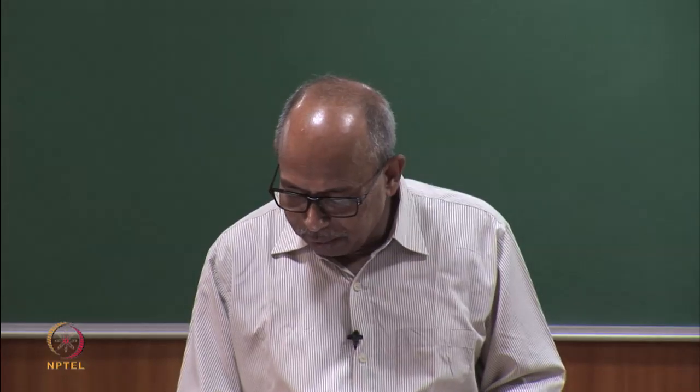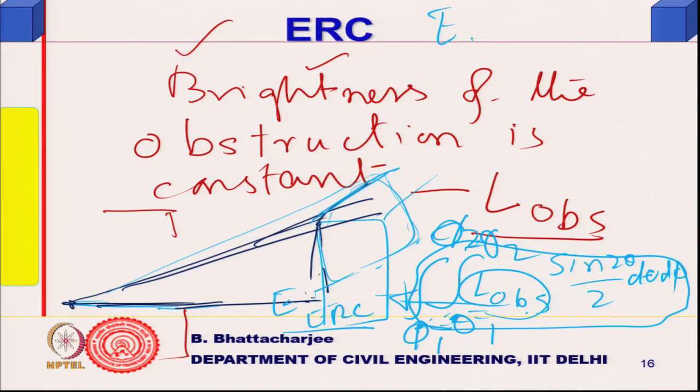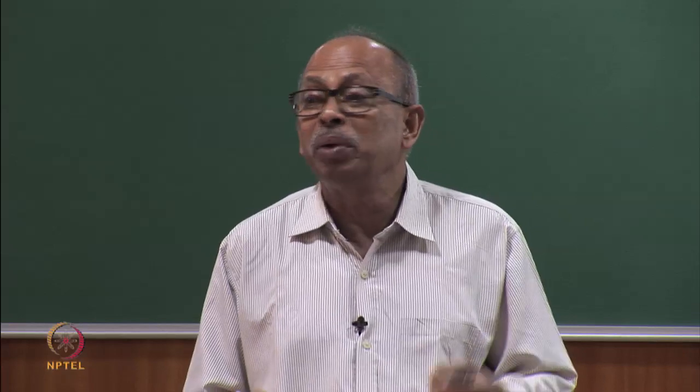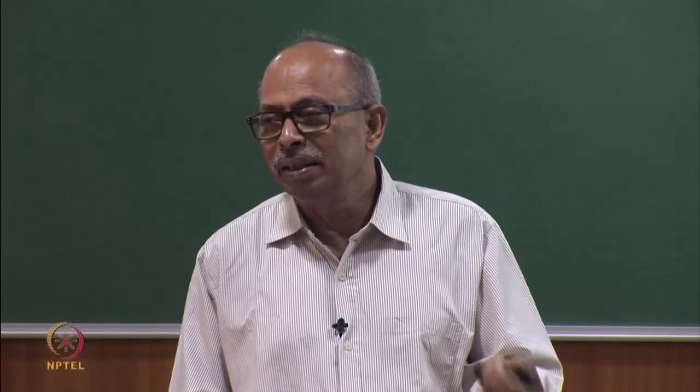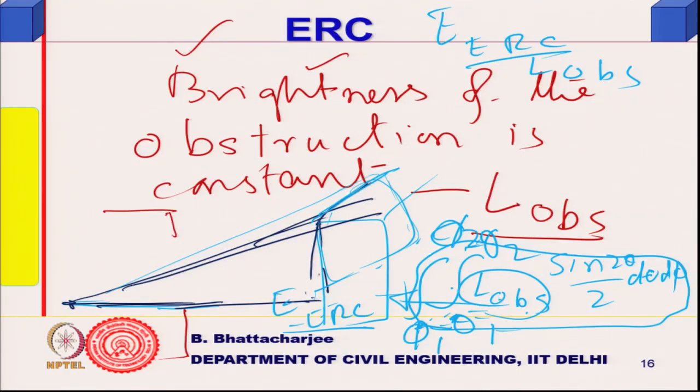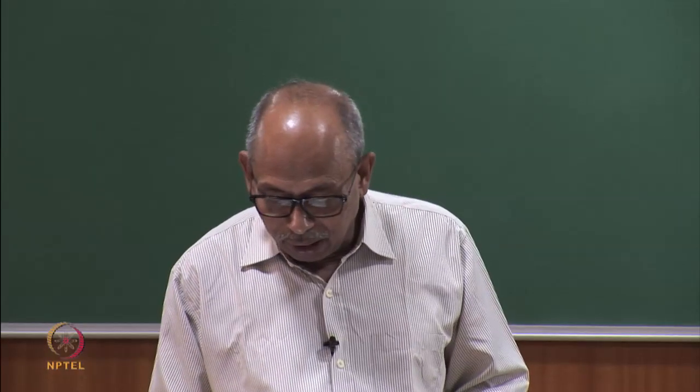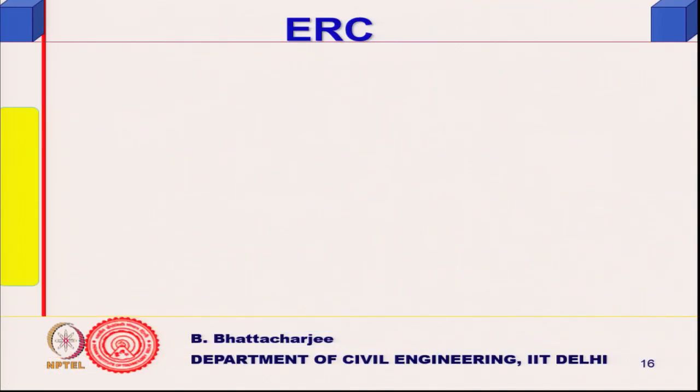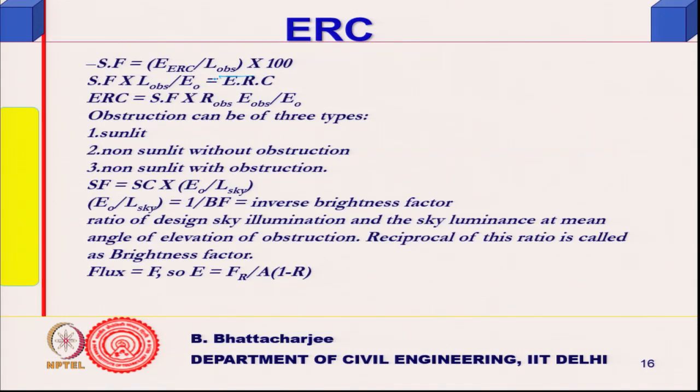Now therefore, since LOBS is constant, I take it out. So ERC divided by LOBS is nothing but that integration part, integration of sin 2 theta, which again I can write in terms of L by D and H by D in the same principle. So this is called sky factor. Sky factor is nothing but ERC divided by LOBS, because this was expressed in percentage. So ERC by LOBS, if it is expressed in percentage, it will be like this.